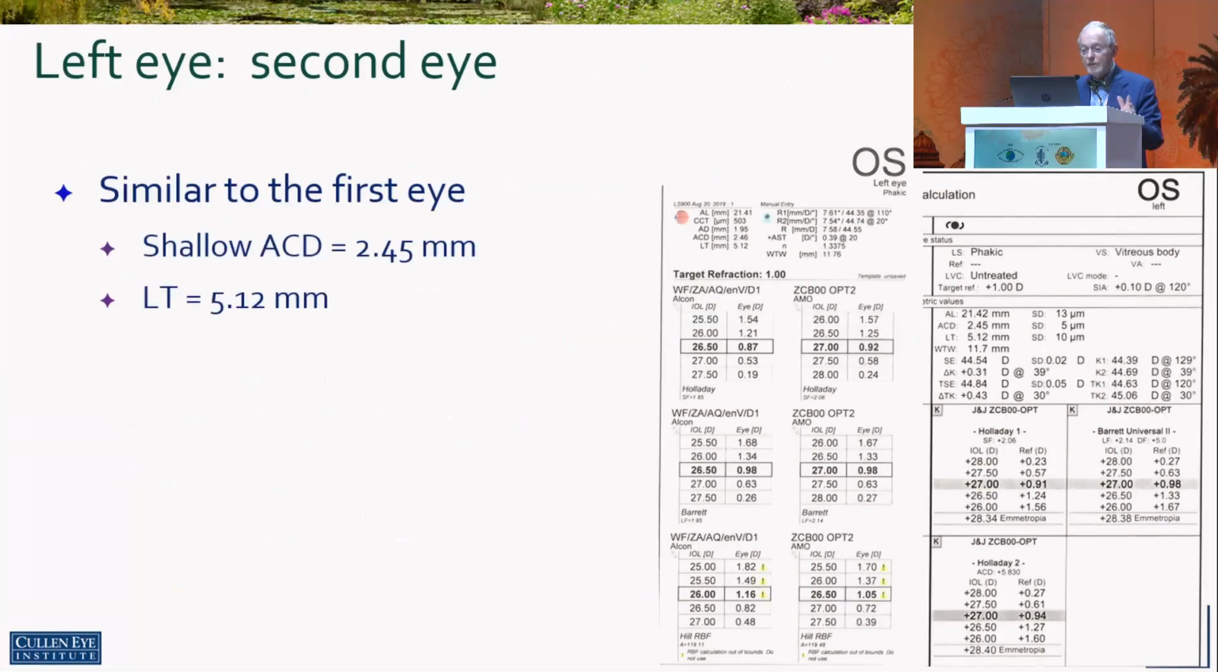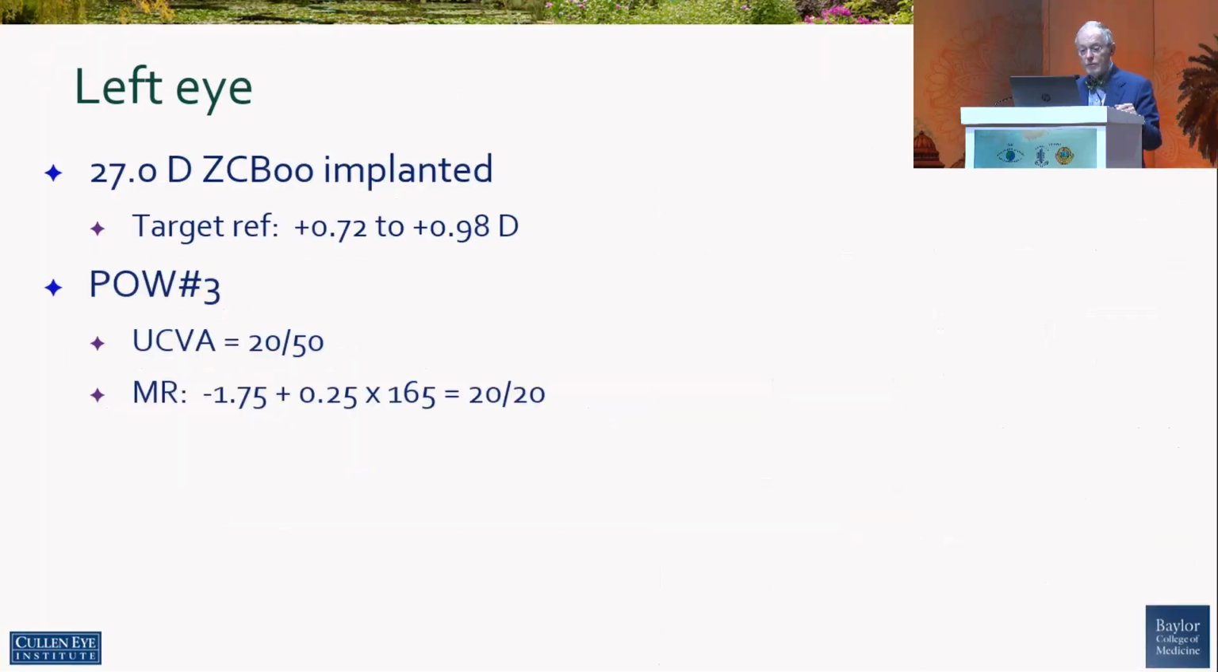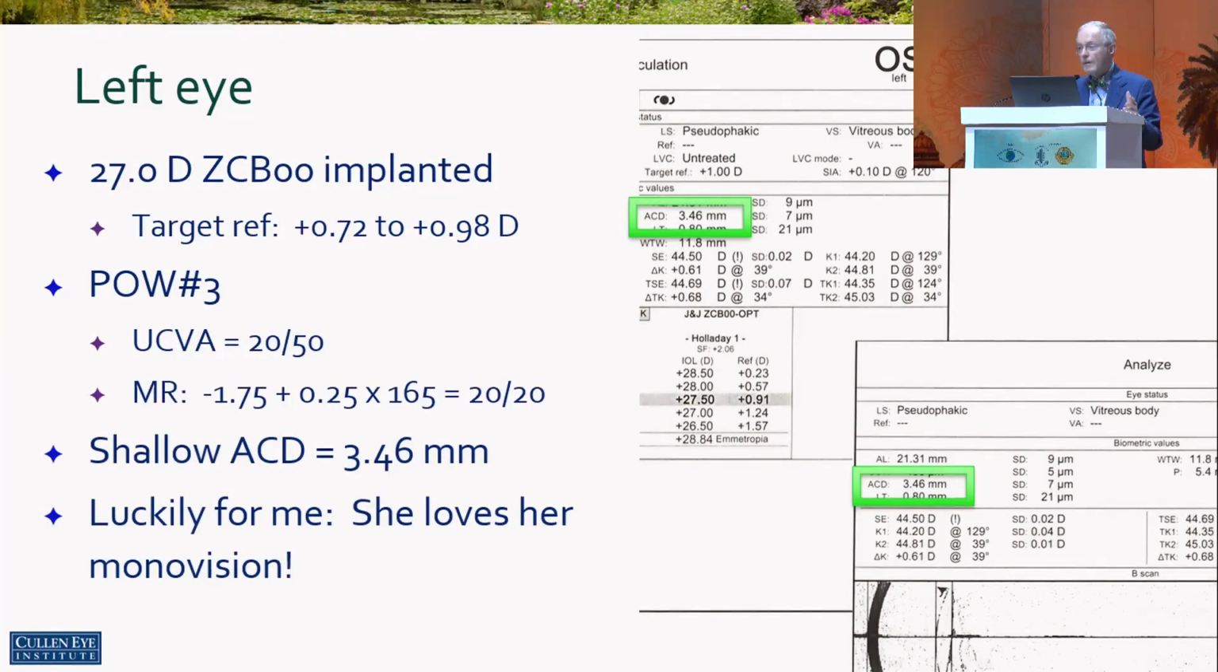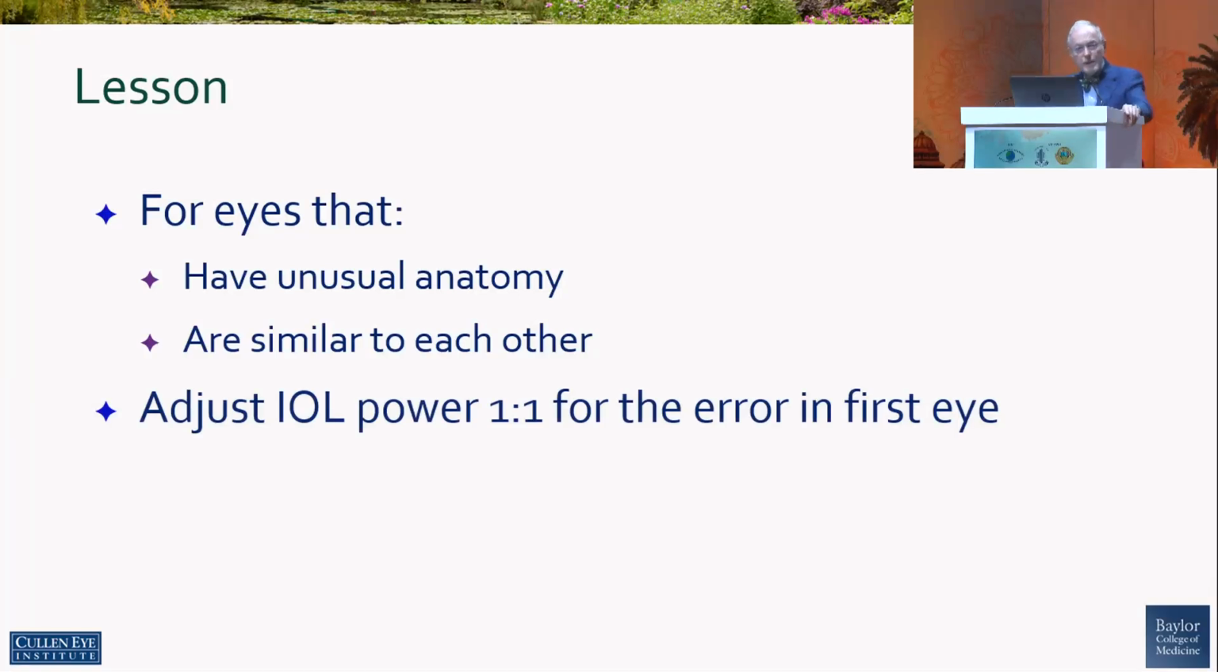What do I do for the second eye? Well, the second eye had similar anatomy as the first eye. And the old teaching is that if you have an error in one eye, you should adjust the other eye by half of that amount. That's based on a series of papers, one of them by Thomas Olsen. So that's what I did. I targeted around plus 1 for the other eye, thinking that she might end up around plano, and she ended up minus 1.6 spherical equivalent. Luckily she loves her monovision, but that just goes to show that with these eyes, with this unusual anatomy, and they're very similar to each other, we should adjust the IOL power 1-to-1.